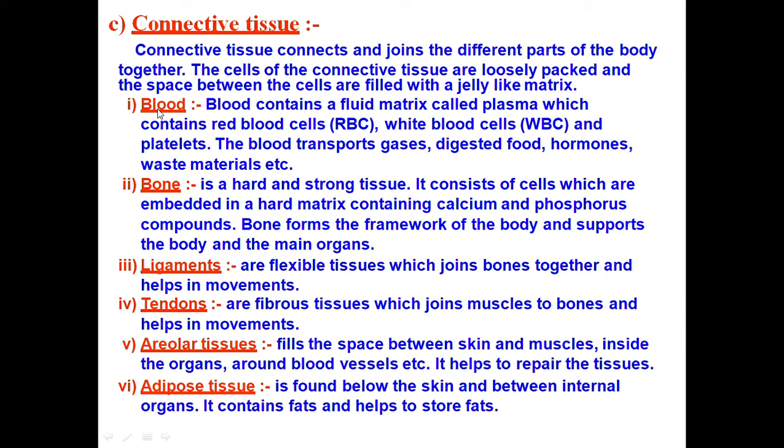Blood is a connective tissue that contains the liquid known as plasma. The fluid matrix of blood is known as plasma. It is a yellowish liquid and it contains three types of blood cells suspended in it. These are red blood cells, white blood cells, and platelets. The function of blood is to transport gases, digested food, hormones, and waste materials.